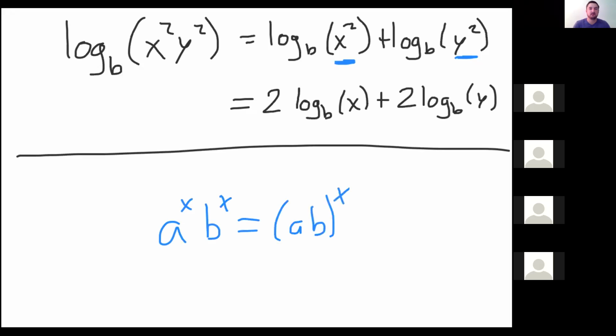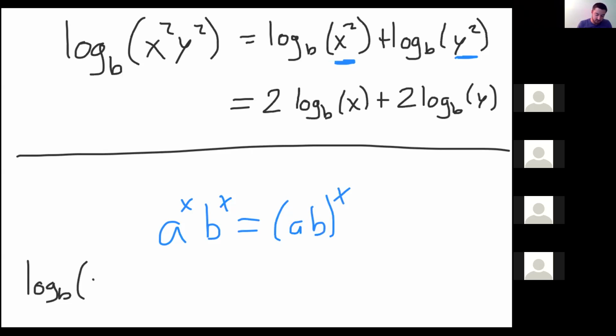If I'm multiplying 2 things together and they're raised to the same exponent, I can distribute that exponent over the multiplication. And again, same story I'm trying to teach you with these log rules. We always write the equality going from left to right. You can also go right to left, right? It works either way.